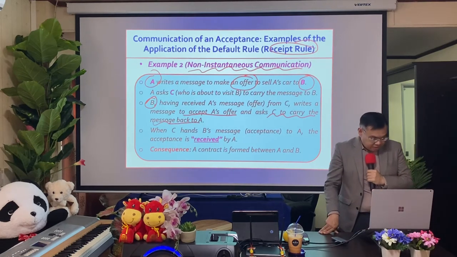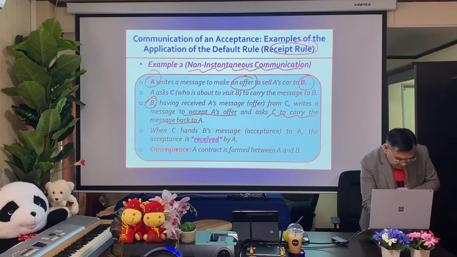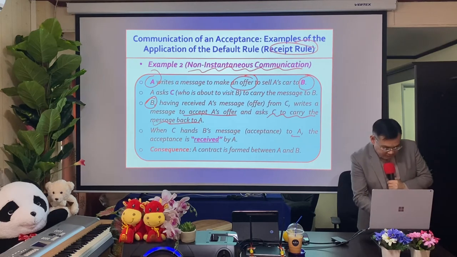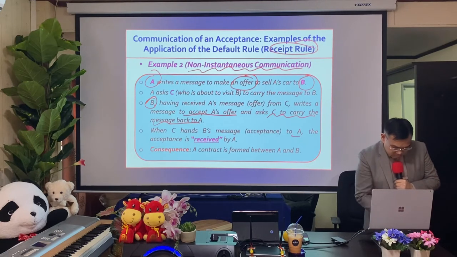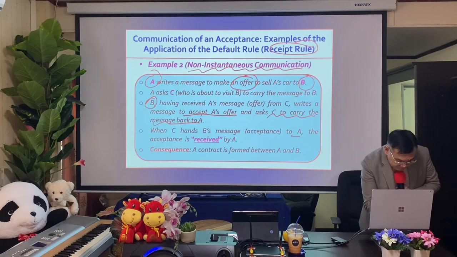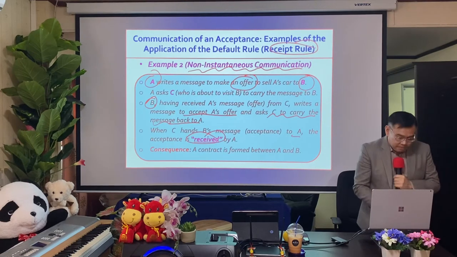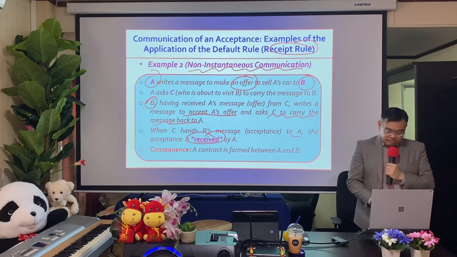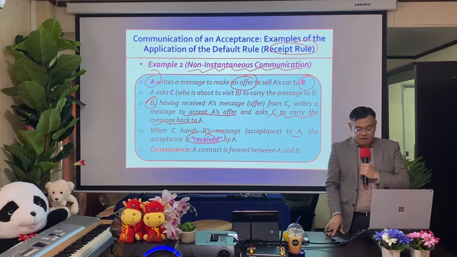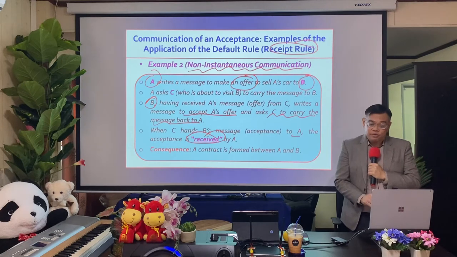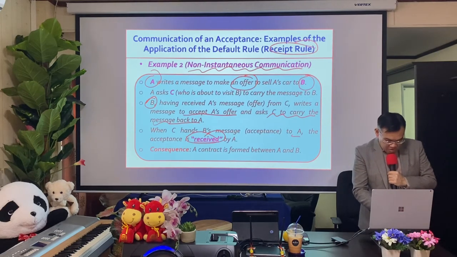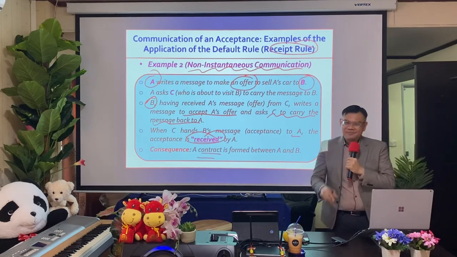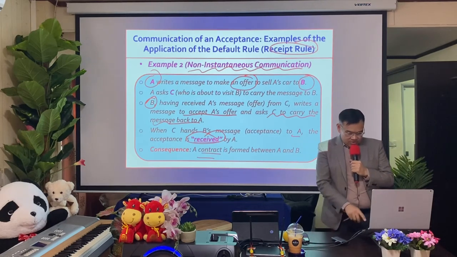And C does so. When C hands B's message to A, that means that the acceptance made by B is received by whom? By A. B's letter is received by A, so that the acceptance has been effective because it has been received by the other party. So we have a contract, okay? We have a contract between A and B, right?